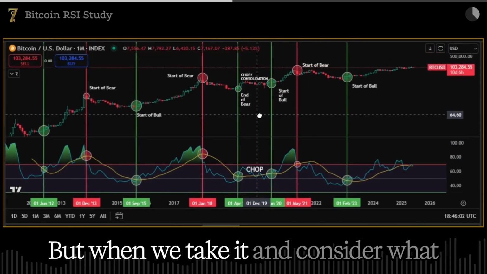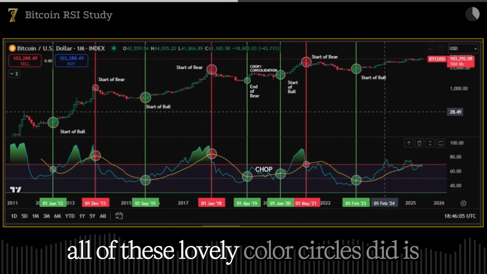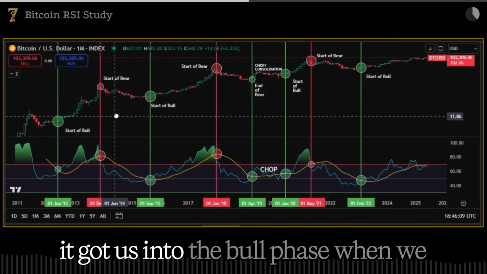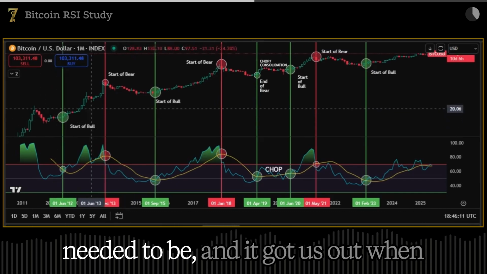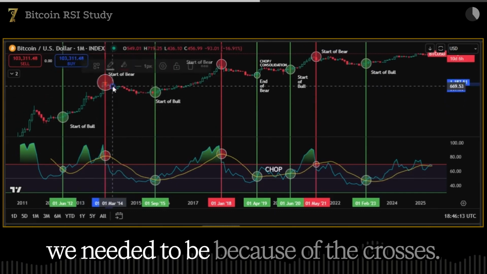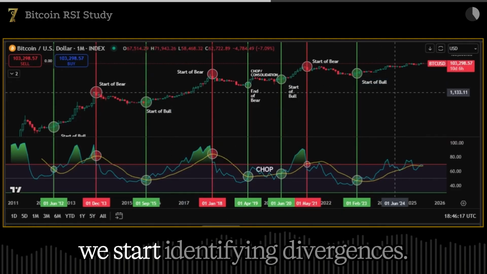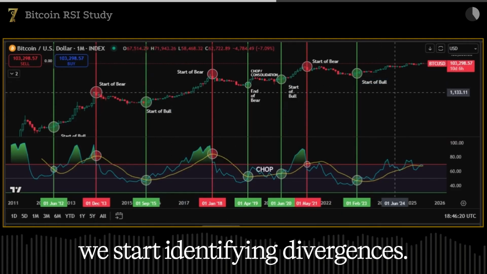But when we take it and consider what all of these lovely colored circles did, it got us into the bull phase when we needed to be, and it got us out when we needed to be because of the crosses. So I need you to know that first before we start identifying divergences.